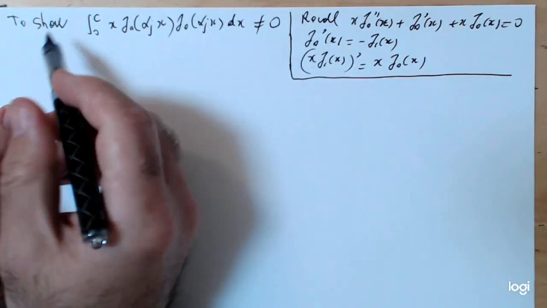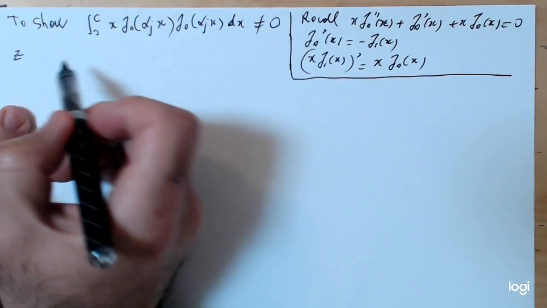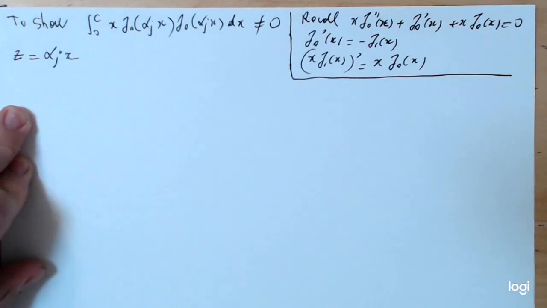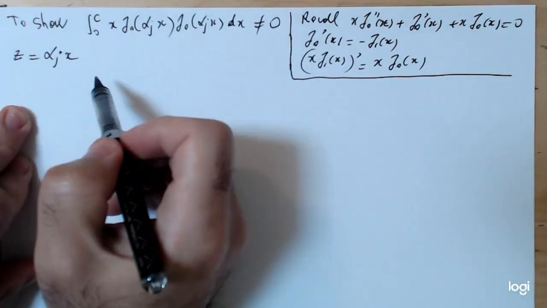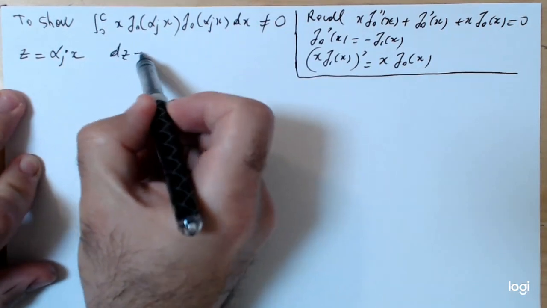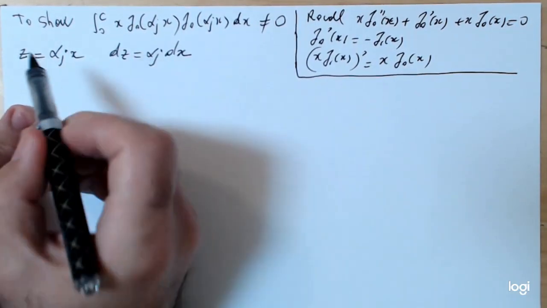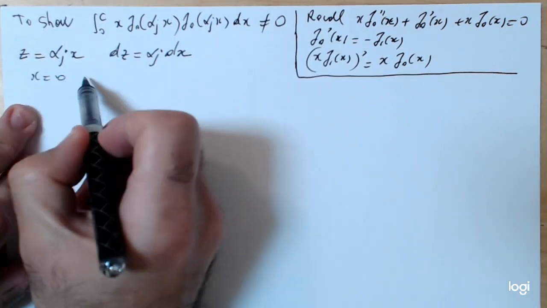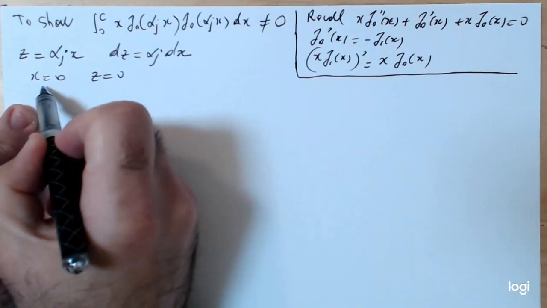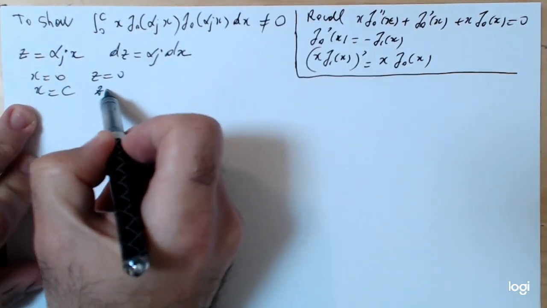So denote by a new variable, let's say z, alpha j x. Just a u-substitution, basically. That means dz is equal to alpha j dx. And for the integration bounds, if x is 0, then obviously z is 0. If x is equal to c, then z is equal to alpha j c.